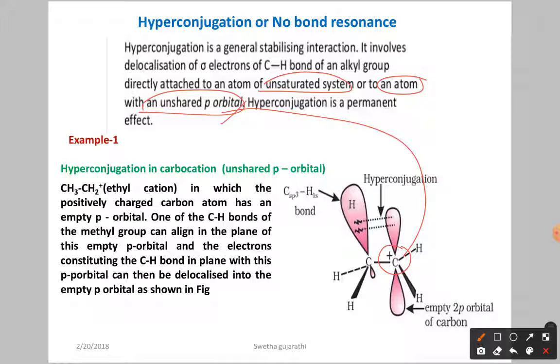Hyperconjugation is possible. Simply you are going to shift or delocalize the sigma electrons of the CH bond, not the pi bond, not the lone pair of electrons. This is a specialty of hyperconjugation. Okay, so next I will go for the next example.